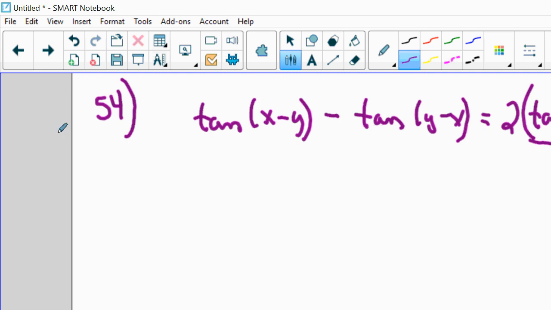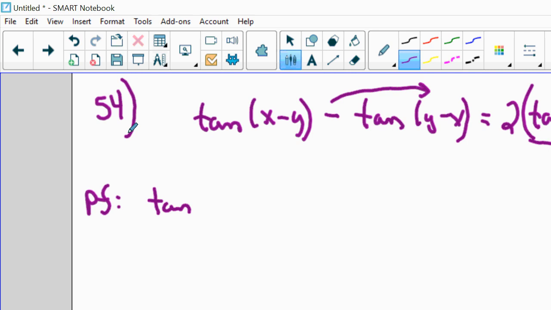All right, proof. This is tricky. I'm going to shove that minus sign back in because tangent is odd. That would be the easiest way to do this. If you shove the minus sign back in, you can alternate tangent.